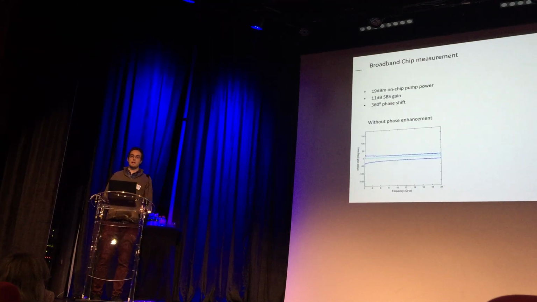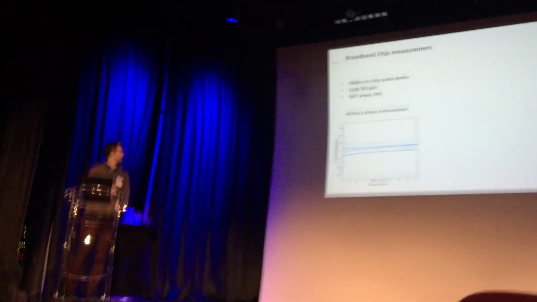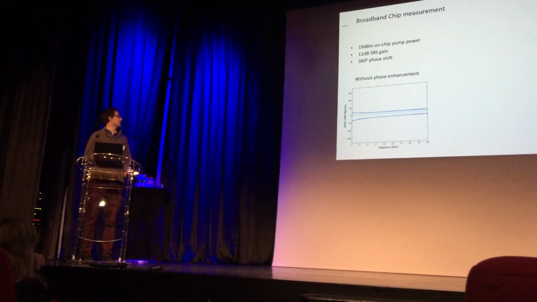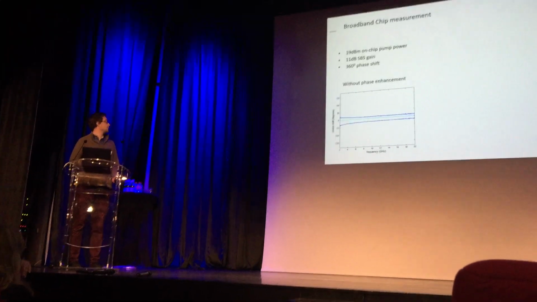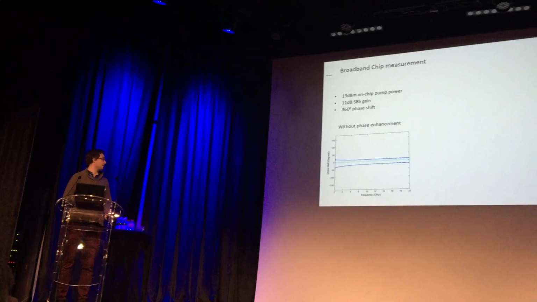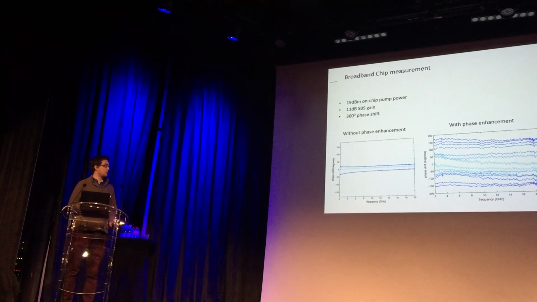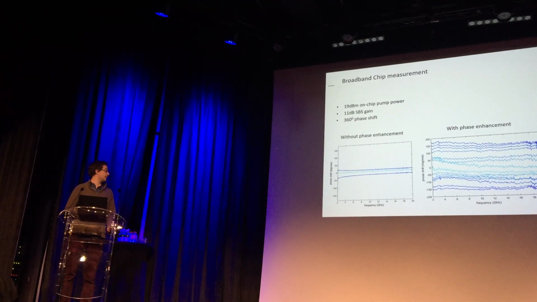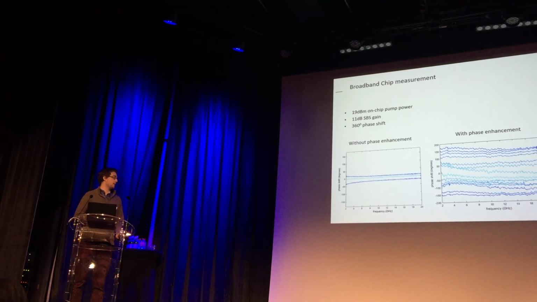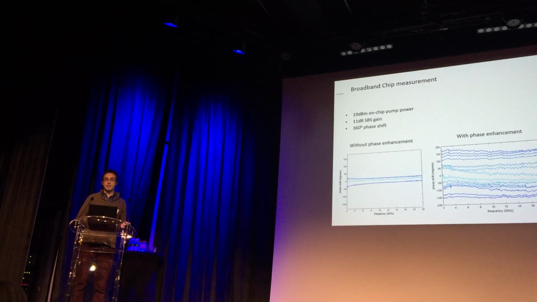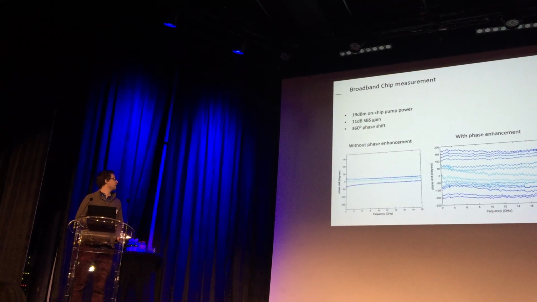And we were able to demonstrate this on an integrated platform as well. And so here, using only 11 dB of SBS gain, and 19 dB of on-chip pump power, we're able to generate a 360-degree phase shift up to 20 gigahertz. And we were limited here by the speed of the various components, and we could potentially push this much further.